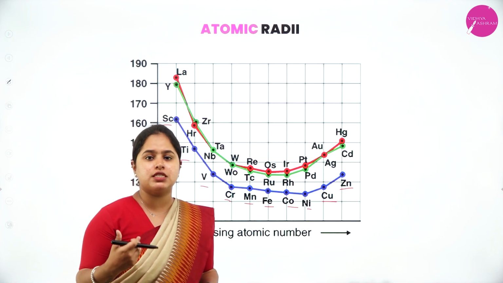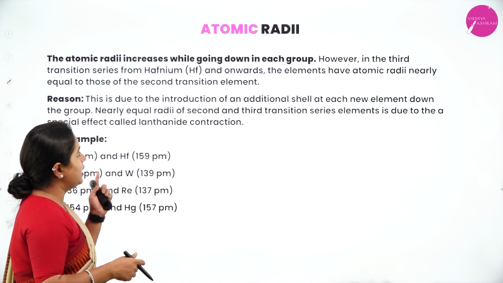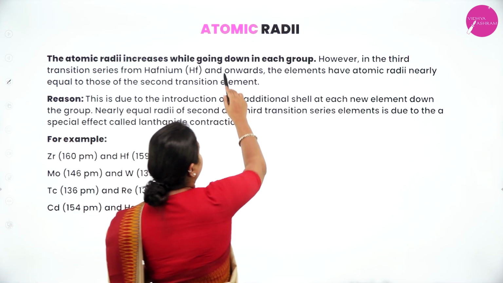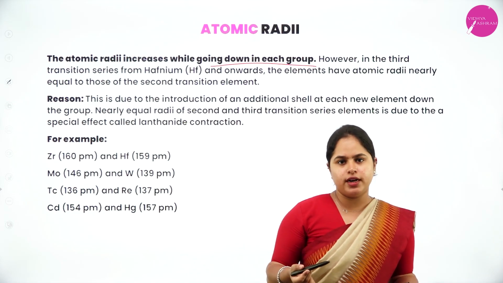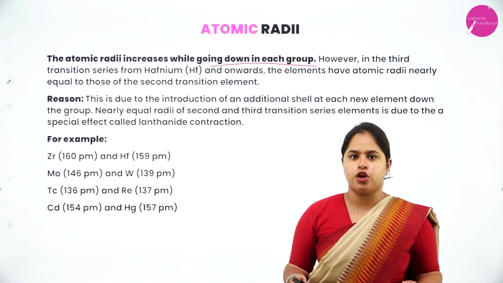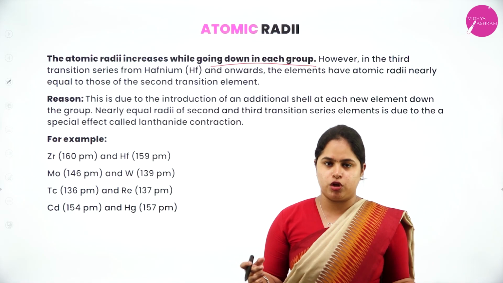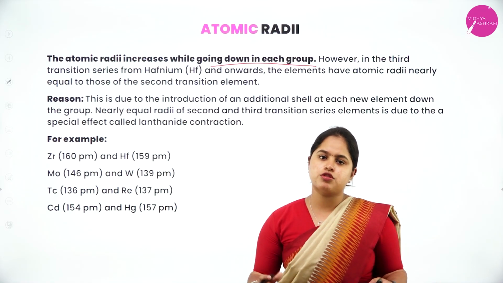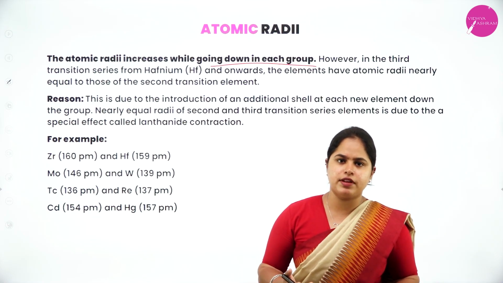Now, we are going to discuss it down a group. The atomic radii increases while going down in each group. We already know this. As we move down the group, new shells will be introduced. A new shell being introduced means, of course, the size of the atom will increase. That means atomic radii will increase, right?